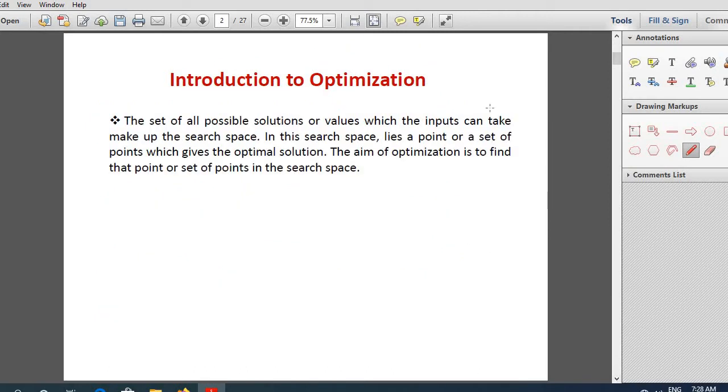The set of all possible solutions which the input can take make up the search space. In this search space, there will be a point or set of points which will give you the best solution. So the aim of optimization is to find that point.